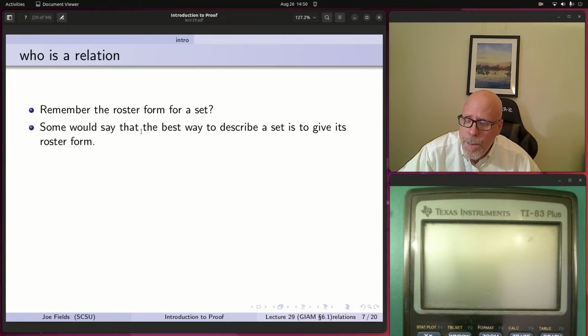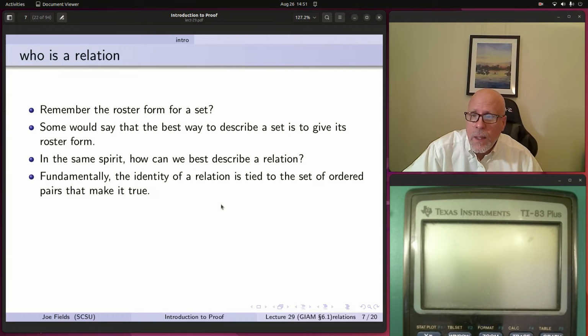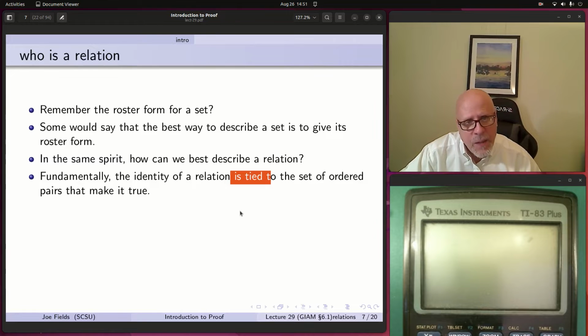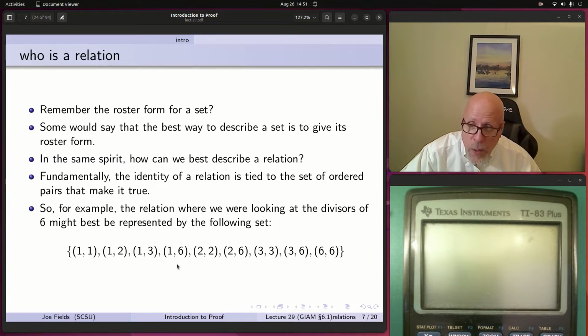So how does that translate into relations? Well, you should try to do the same thing. The identity of a relation is literally, it's kind of weak to say it's tied to, it literally is the set of ordered pairs that make it true. So, for example, if we look at the relation we just were looking at, the divisors of 6, here's a great way to express that. List all the pairs. Notice in this version of things, there's only one pair that begins with a 6, but there's lots of pairs that begin with a 1. There's only 2 pairs that begin with a 2, and only 2 pairs that begin with a 3.